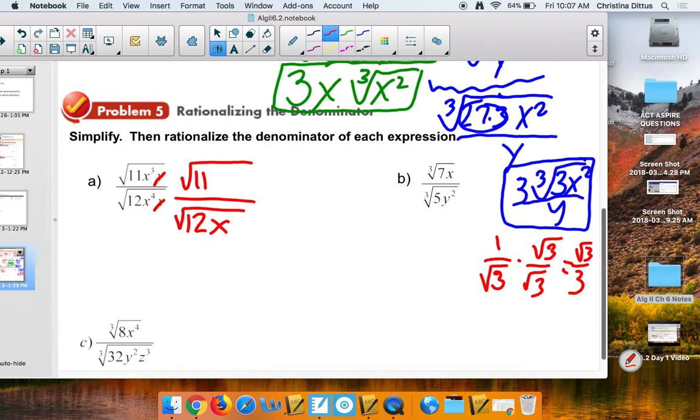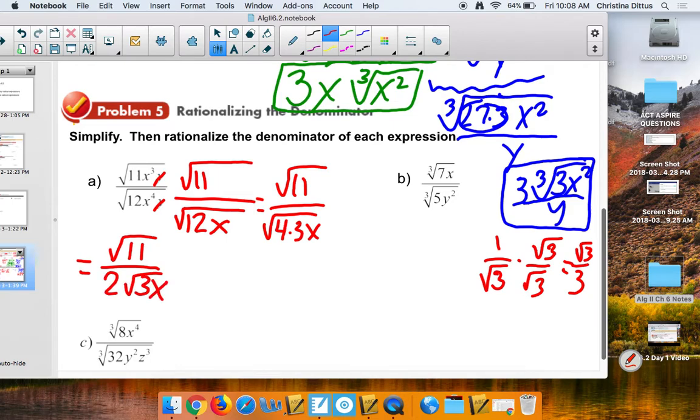Can I break 12 down at all to help out? To what? 4 and 3, okay? So I guess I didn't need such long stuff. Square root of 11 over square root of 4 times 3x. And what can I do with the 4? Take it out. Okay, so I'm just going to go down here. So I have square root of 11 over, when I take it out, it becomes what? 2. And then I still have square root of 3x. Good through there. Do I have a square root on the bottom? Yes. I don't want it there.